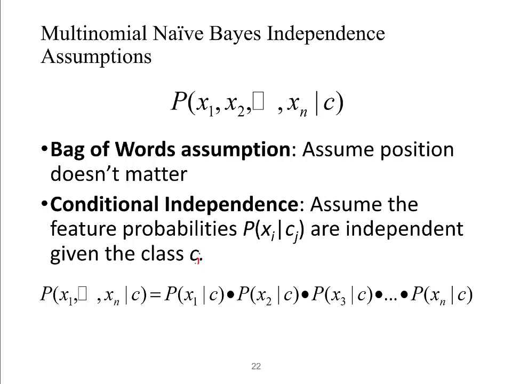Which means given the class Cj, the feature probabilities for different xi are independent, then we can rewrite the probability like this.